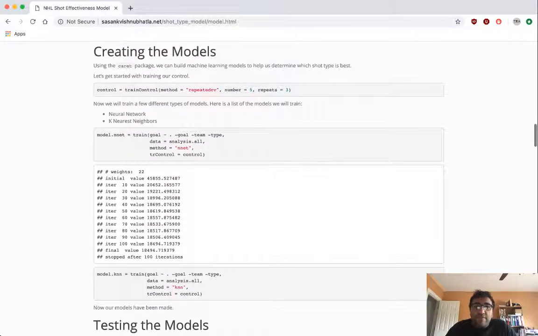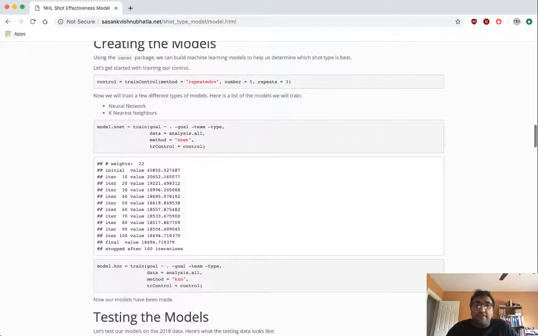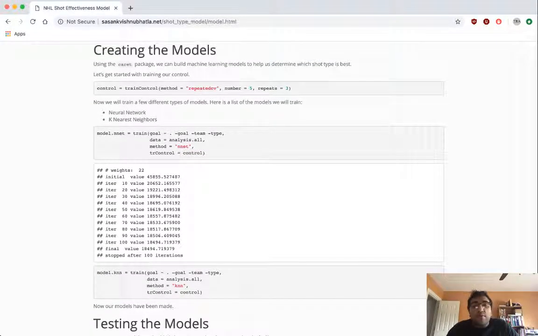First thing we have to do before we actually start creating the model is to make a controlled model. We use something called a repeated CV. What a repeated CV does is it allows us to repeatedly train the model by splitting up our data set, analysis.all, into a certain number of random groups. That number is going to be 5 groups. And we train it, and then we split up the data again, train it, we split the data again, train it, and so on and so forth. We do that splitting and training method 3 times. So we train 2 models in this. The first is a neural network, and the second is a k-nearest neighbors.